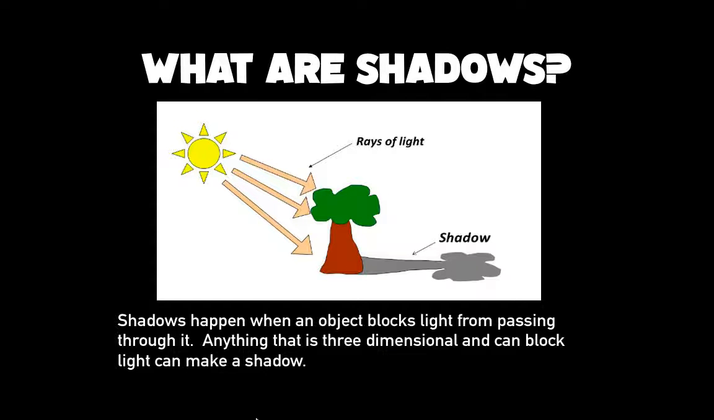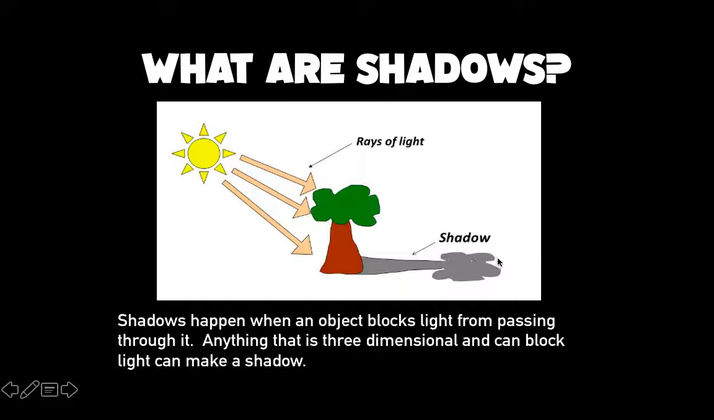And so shadows actually happen when an object blocks light from passing through it. So in this picture here, the sun is shining and its rays of light are hitting the tree, but the tree is a solid three-dimensional object, so it is blocking those rays of light from passing through it, and then what is happening is then a shadow is created.